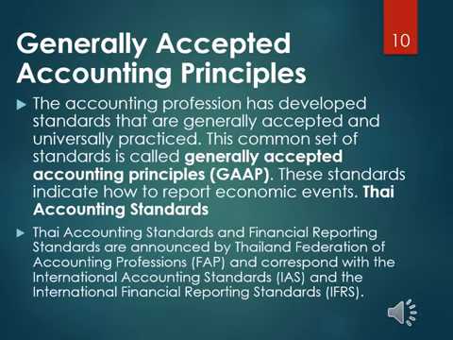Generally accepted accounting principles. The accounting profession has developed standards that are generally accepted and universally practiced. This common set of standards is called Generally Accepted Accounting Principles (GAAP). These standards indicate how to report economic events. Thai accounting standards and financial reporting standards are announced by the Thailand Federation of Accounting Professions (FAP) and correspond with the International Accounting Standards (IAS) and the International Financial Reporting Standards (IFRS).